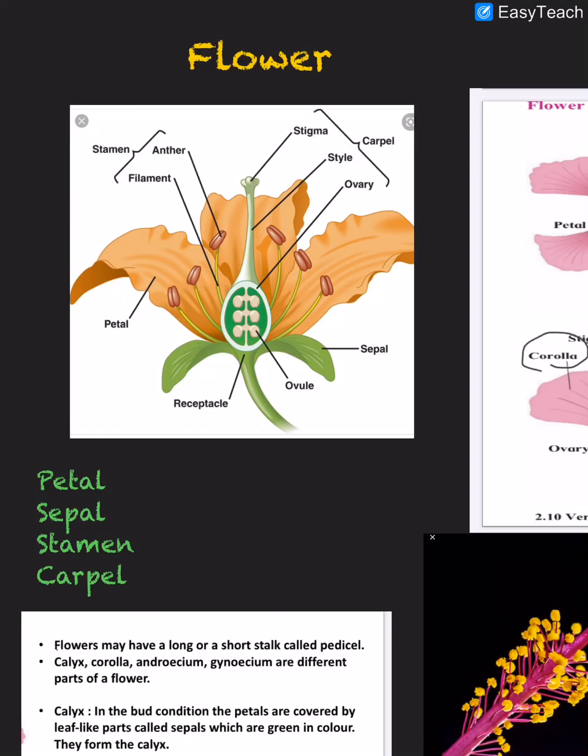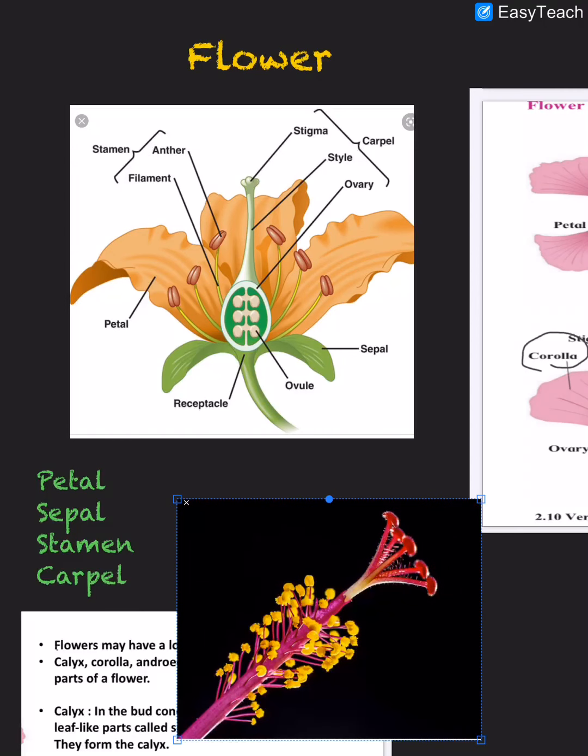And what is stamen? You can see in this image the yellow growings on a hibiscus flower, that is stamen. And stamen has two parts. What are the two parts of a stamen? Anther, the yellow part is the anther, and its stem-like, hair-like part is the filament. Anther and filament are the two parts of a stamen.